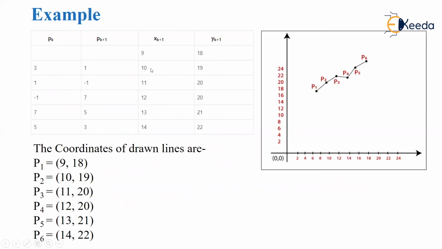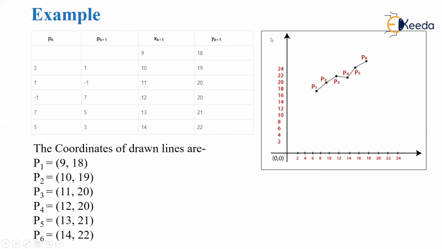The first pixel we already got, that is 9, 18. The second pixel we calculated, 10, 19. Then by repeating step 3, we can get the remaining 4 pixels on the line and write them in the form of a column like this. The x coordinate and y coordinate both will be incremented by 1 here. In this way, every time the error term is also updated and we will get the next coordinates of x and y.